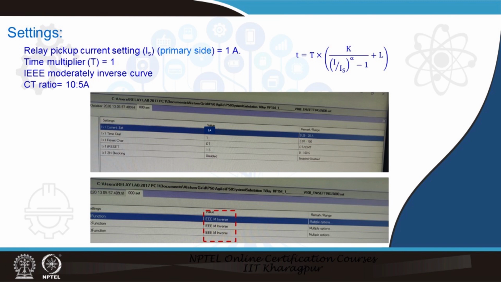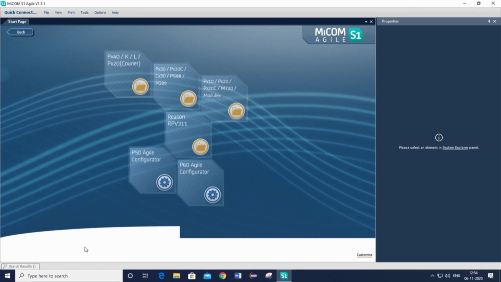And from the function perspective, we have 3 relay functions that can be used. The relay can perform 3 relay functions simultaneously. We have taken the first one, and only that one, for testing for our purpose, the application perspective. So, we have used the IEEE moderately inverse characteristics for this demonstration. For this particular relay we have the MiCOM Agile software.